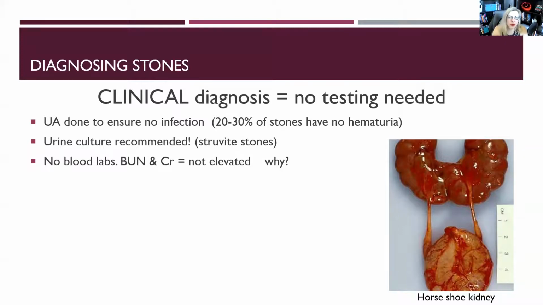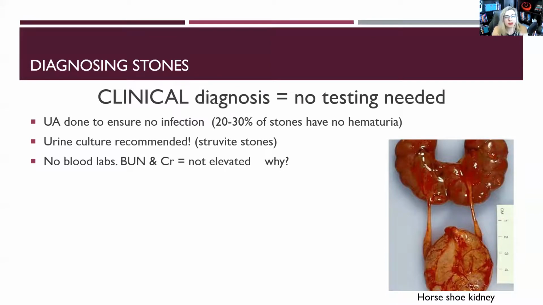Also, don't forget about that urine culture. If you're going to get a UA, go ahead and order that urine culture, because in case you do find a struvite stone, or in case that infection is present, we want to know what kind of bacteria it is that's causing this issue, right?